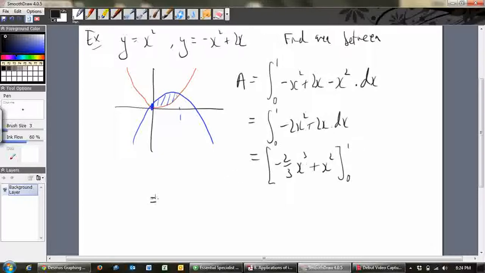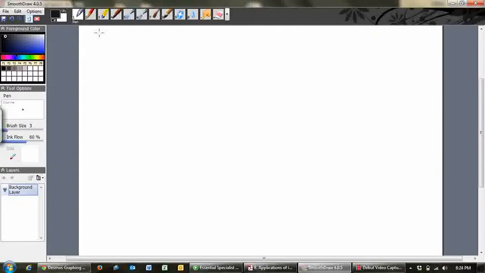X cubed, so it will be 1, so we get negative 2/3 plus 1 when we substitute it into there, minus, when we put 0 in, we'll just get 0 in there, so there we go. So negative 2/3 plus 1 is 1/3 units squared. And so there's your answer there. Nice and simple, that's good. I'll do a slightly more interesting example because that one's pretty boring.